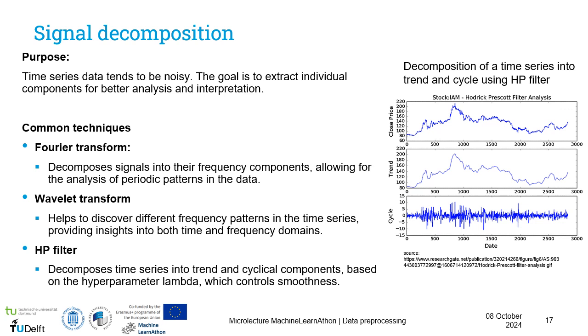One example of data analysis is signal decomposition, which is useful especially for time series analytics. Time series data tends to be noisy, and those methods can help us to extract patterns from the data. We have 2 methods called Fourier transform and wavelet transform that can help us better understand different frequencies of the time series. And then we have a method called HP filter that helps us to decompose time series into a long-term trend and cyclical component based on parameter lambda.